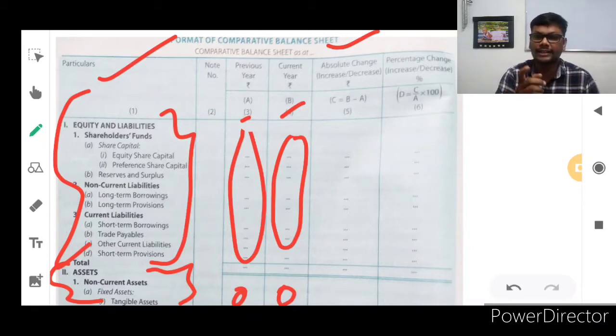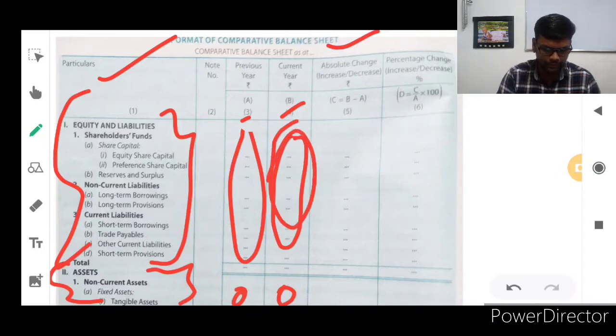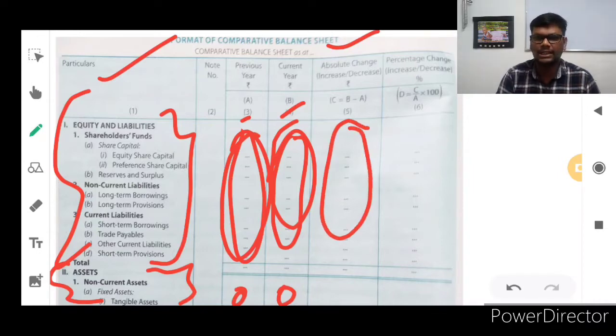If the current year is in excess of the previous year, we show the positive figure. If the current year is less compared with the previous year, we use brackets, which means it is a negative figure, isn't it? So the formula for C is equal to B minus A. This B amount is compared with the A amount, and then we can get C. C we will write over here.